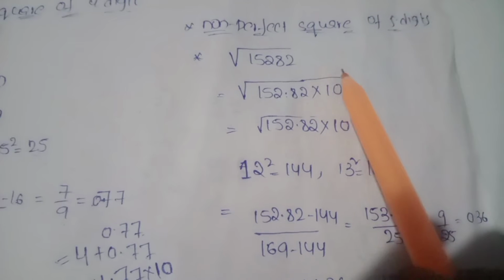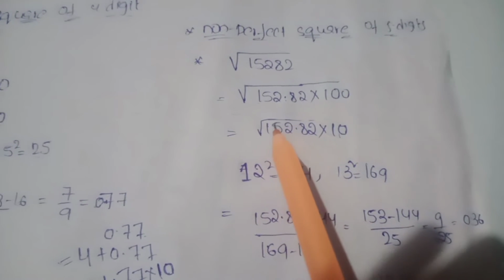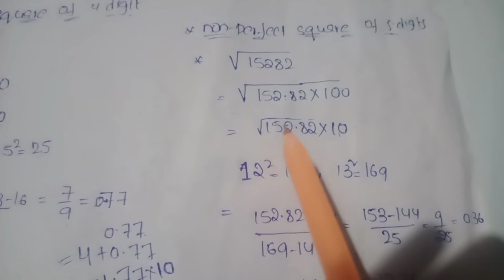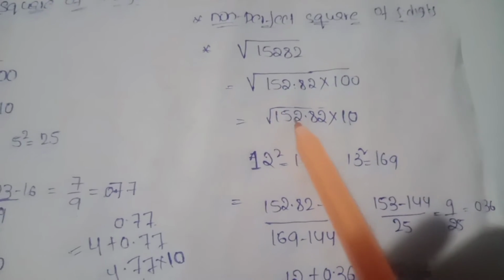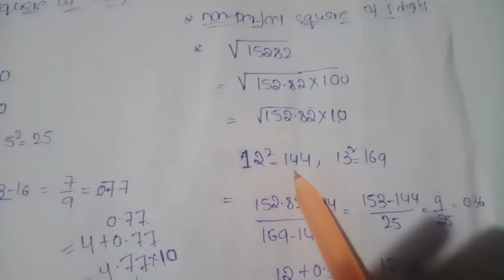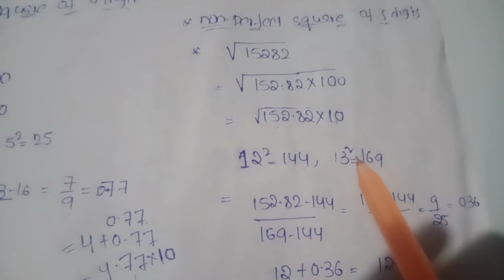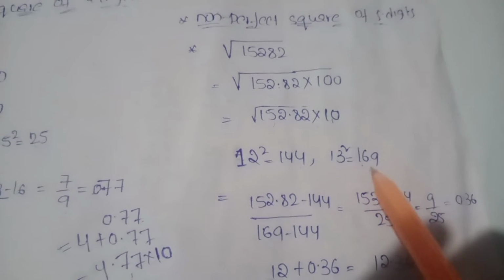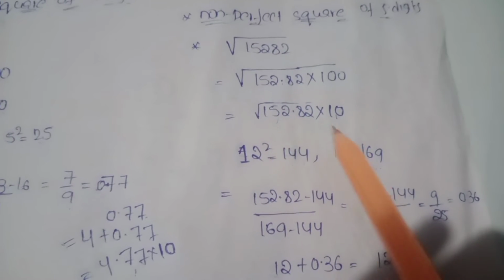The next step, we remove the square root of 100. I am getting 10. Now we have to find the square root of 152.82. The nearest lesser value is 12 squared, 144. 144 is less than 152. And the nearest greater square value is 169. So 13 squared equals 169. 169 is greater than 152.